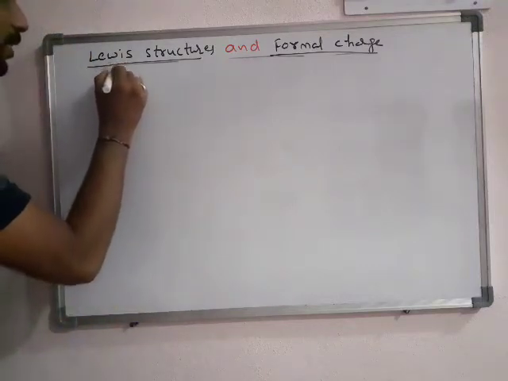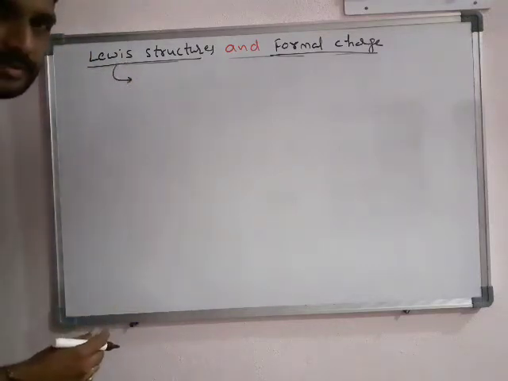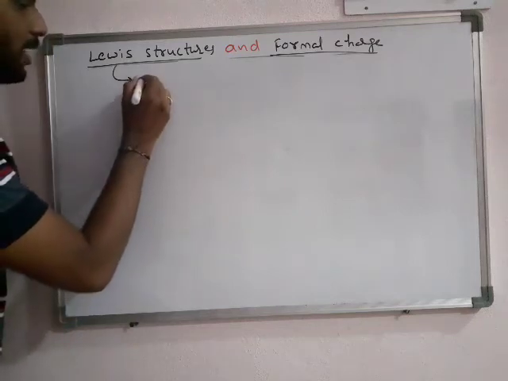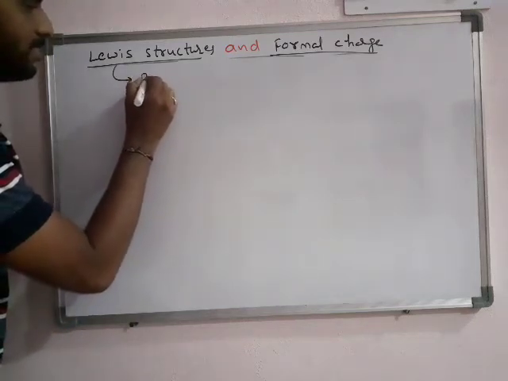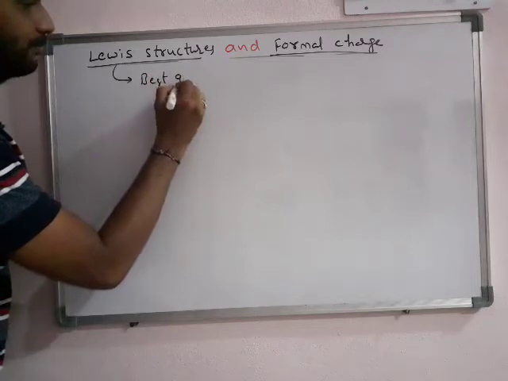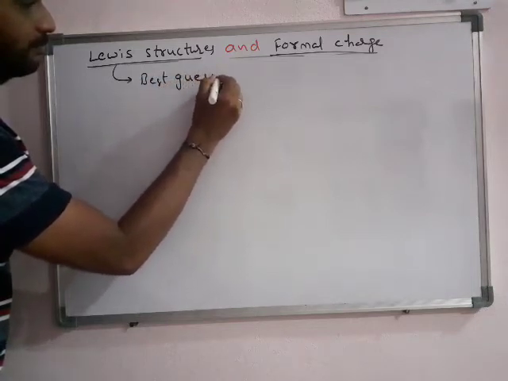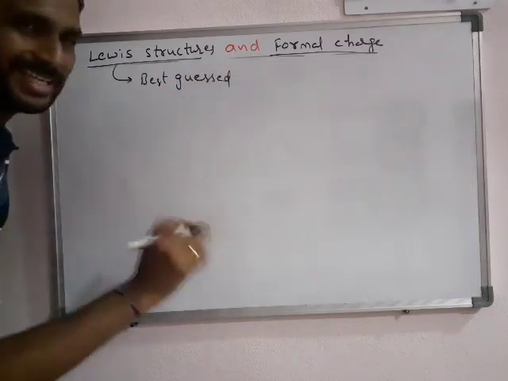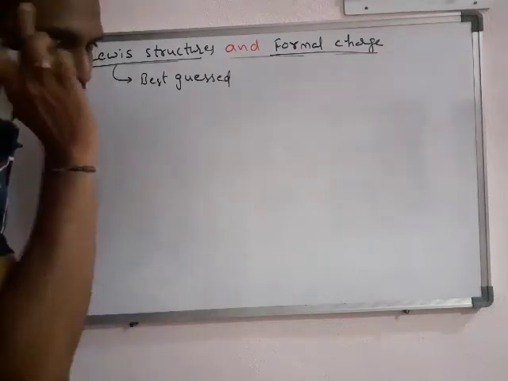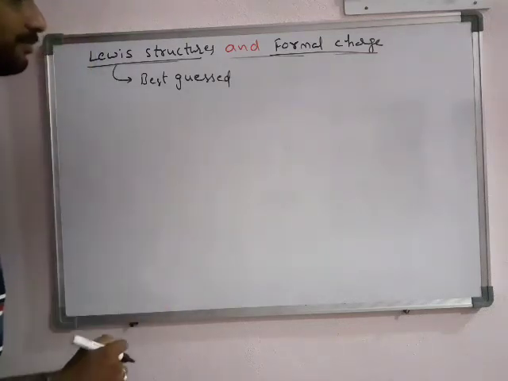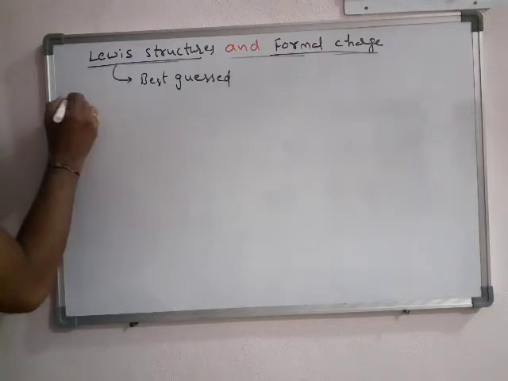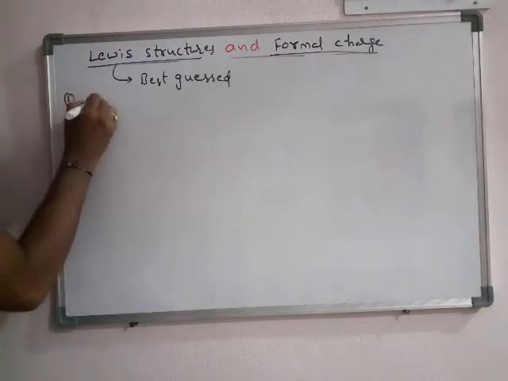So here the main importance: what is meant by Lewis structures? Lewis structures are known as best guessed structures, nothing but intelligently guessed structures. Okay, so now we see a simple example at first.